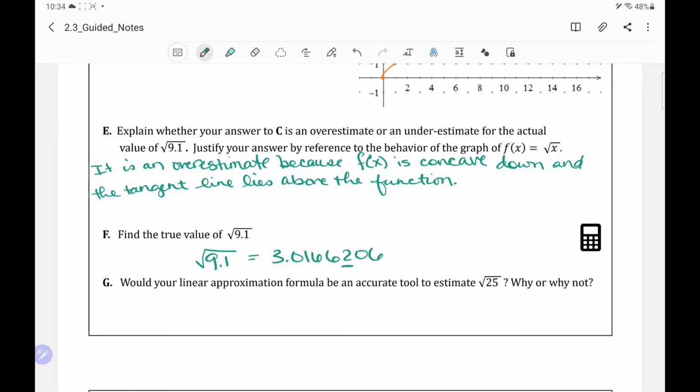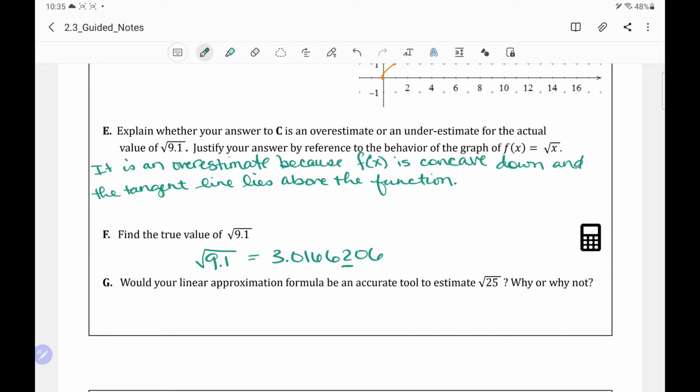Please pause the video. Think about everything that you know so far. Why would they ask you this question? Is this an accurate tool to estimate square root of 25? Why or why not? This is where the Jeopardy music is playing. If you haven't paused yet, I'm still waiting. And if you have paused and you've come back now, just fast forward a bit or put it on double speed and I'll be done dragging this out in a minute.